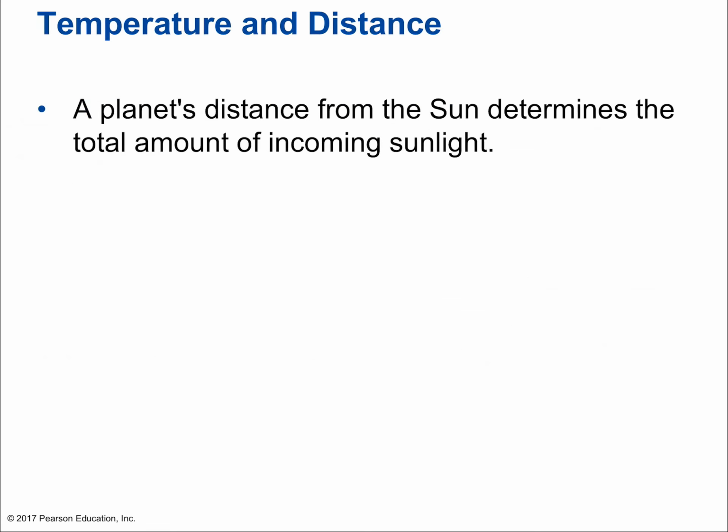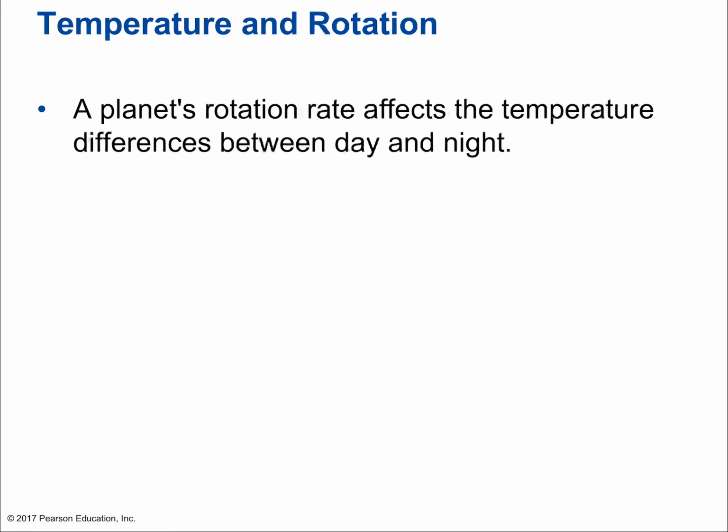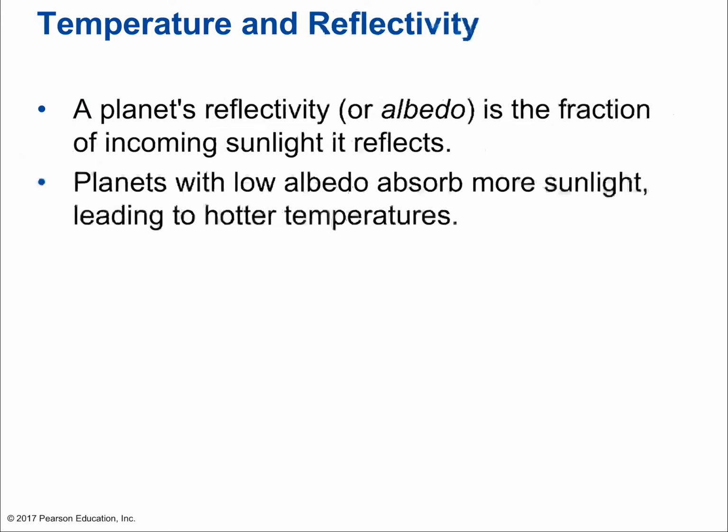Okay. So a planet's distance from the sun determines the total amount of incoming sunlight. It's very important, okay? A planet's rotation rate affects the temperature difference between night and day, okay? So if you have a really slow rotation, then your night side can cool down dramatically while your day side heats up dramatically, okay? So that can have a big effect.